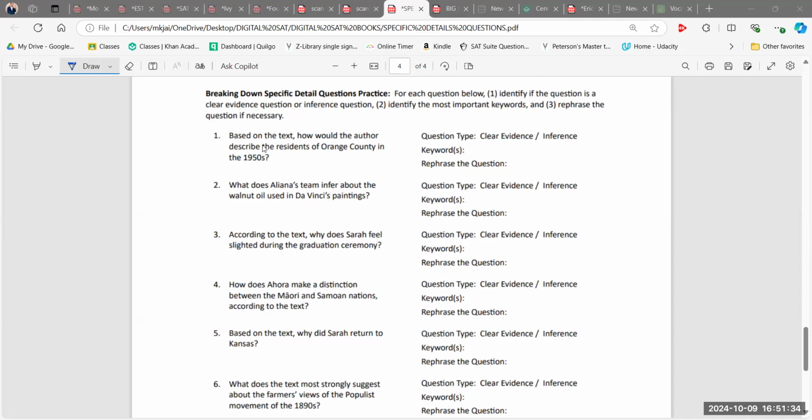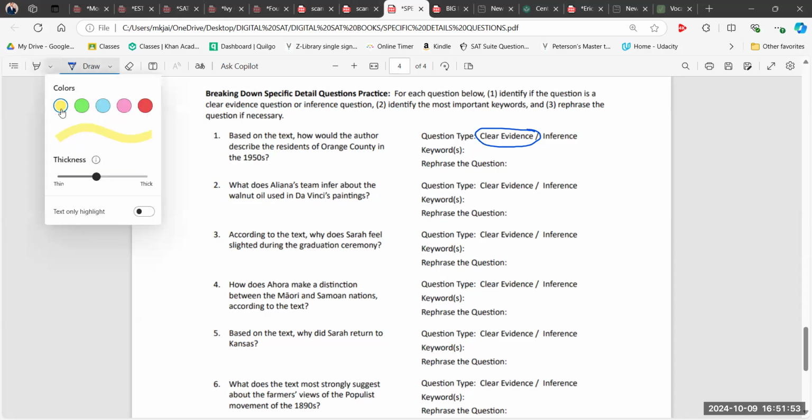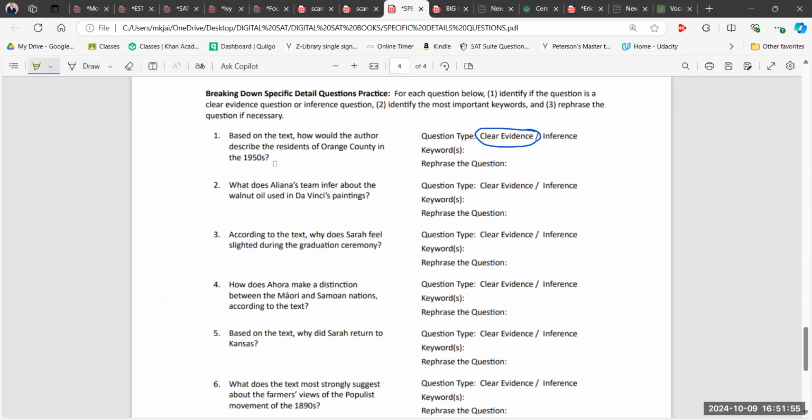Okay, so based on the text, how would the author describe the residents of Orange Country in the 1950s? It's clear from the phrasing of the question. Which words do you think could be keywords, the most important ones? Yes, that's for clear evidence, but I mean keywords that you will look for.